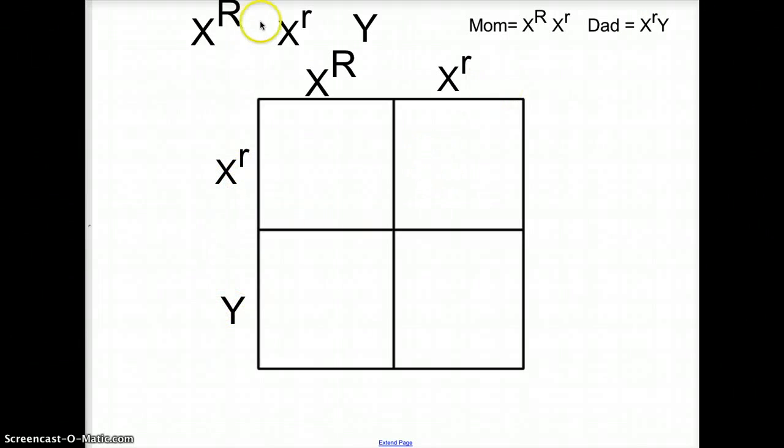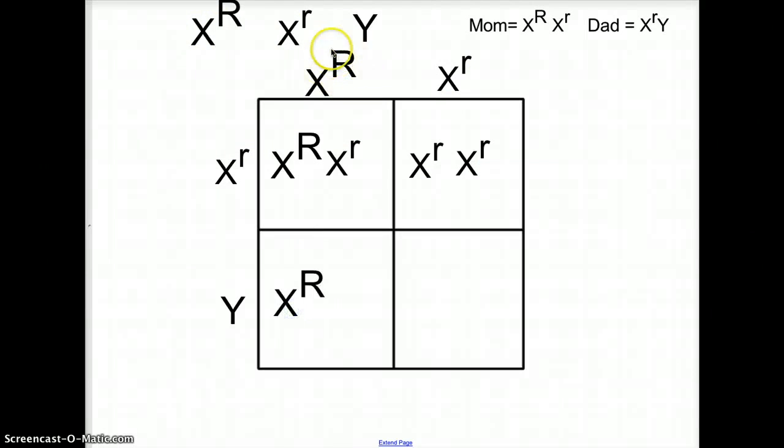Let's say big R stands for red eyes and little r stands for white eyes. So this is an example. Mom would have red eyes. Dad would have white eyes because he has little r. When you make your Punnett square, it's still very similar to the old Punnett squares we've done. So X with a big R, then X with a big R, then a straight up Y, then X with a little r, and then a Y. Your Punnett squares are very similar, but reading them is a little bit different.